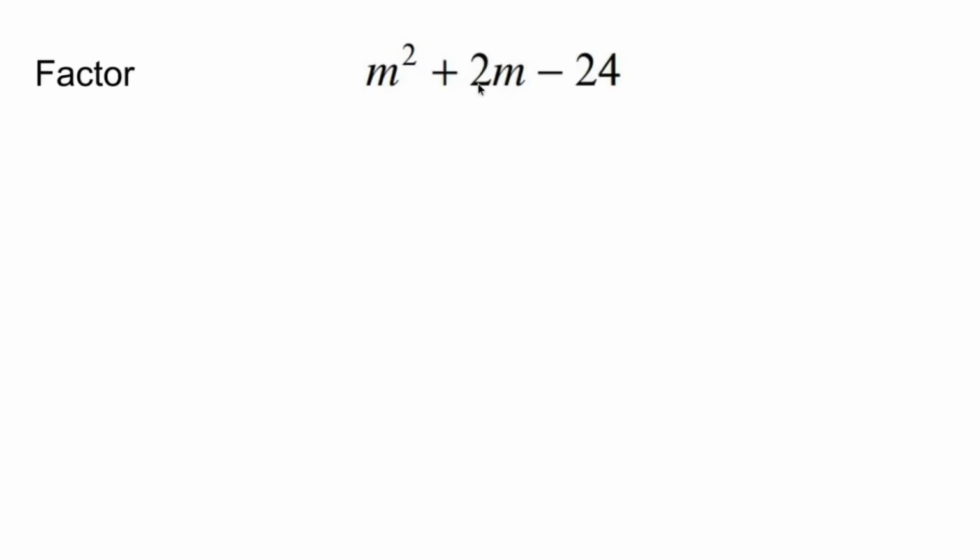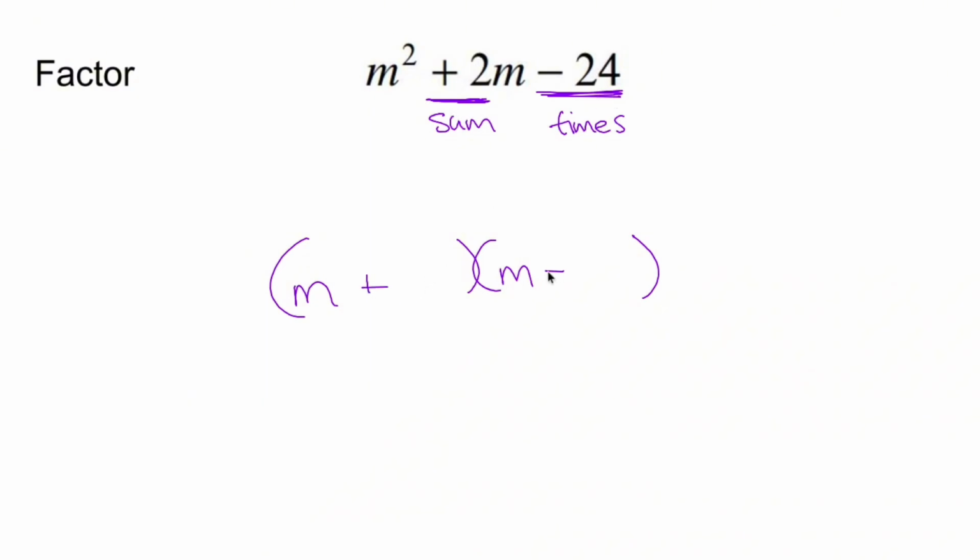Factor m squared plus 2m minus 24. This is a quadratic of 3 terms, so I'm going to use the process called sum times. You think of two numbers that add up to 2, sum, and those same two numbers multiply out to negative 24. Once I figure out those numbers, I'm going to put m and m. Now, if it's going to multiply out to a negative, one has to be positive and one has to be negative.